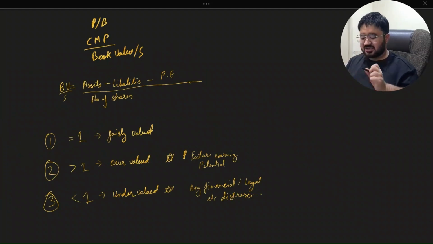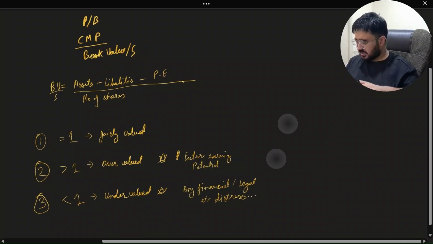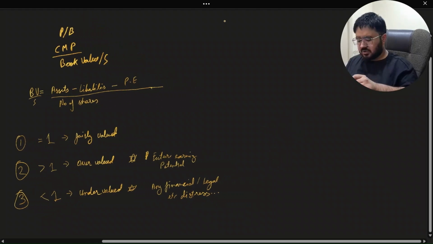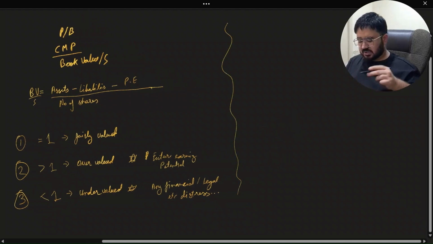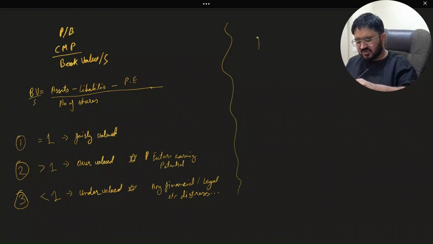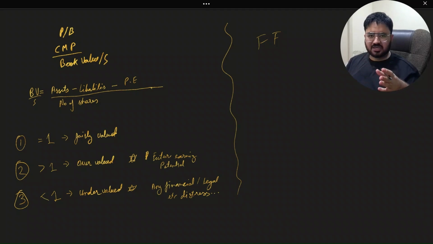To understand it better, let me share an analogy. We'll take a very simple example. Let's say you wanted to go and watch the first day first show of a Salman Khan movie. Fair value is that you go into the movie theater, buy a ticket, and watch the movie. That's the fair value.